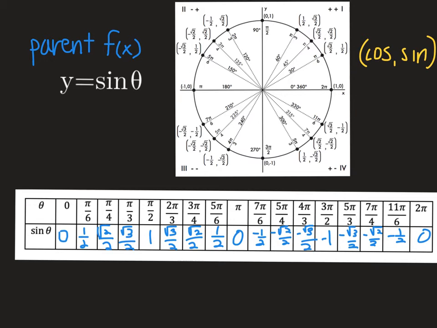So what I know is that this distance from 0 to 2 pi represents one period or one cycle. Okay, so this is what we look at when we talk about it being a periodic function. It takes 0 to 2 pi before it starts repeating again. Now we are going to move on to the graph.